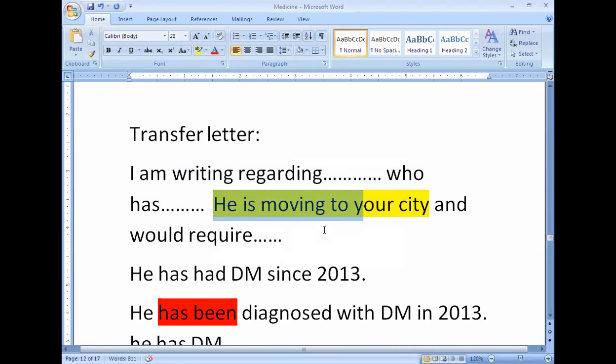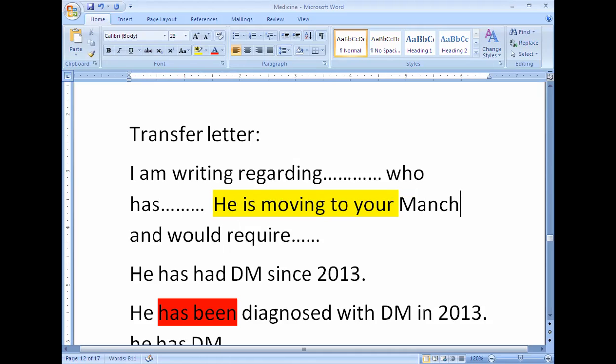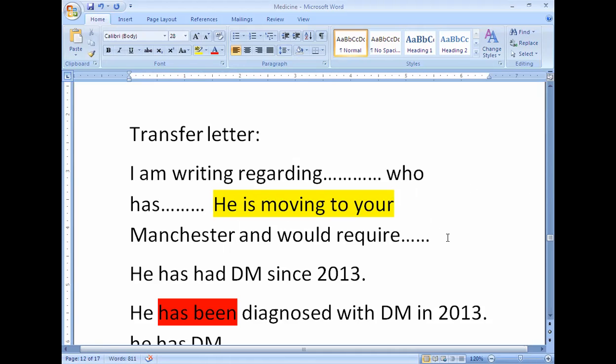In a transfer letter, the patient is moving from one GP to another GP, or from one community nurse to another clinic. So we need to mention: I'm writing regarding Mr. Smith, who has pneumonia, diabetes and hypertension. He is moving to the name of the city here, for example, Manchester. We should not offend people. He is moving to Manchester to live with his daughter and would require your ongoing care, further care, follow-up care.